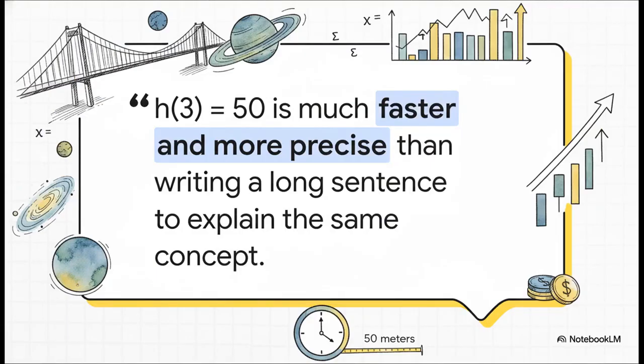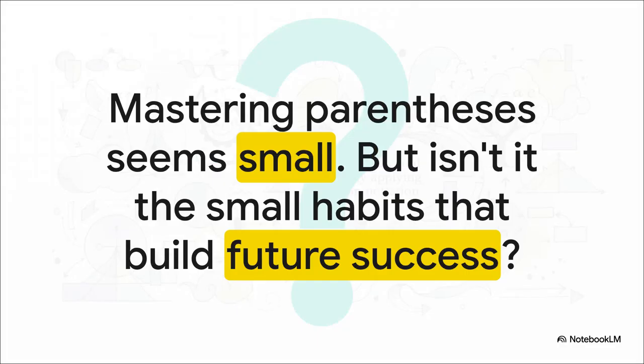And this isn't just for math class. In the real world, in physics, in engineering, in economics, this is the language people speak. I mean, look at that sentence. You could write all that out, or you could just write h of 3 equals 50. It packs all of that information. The function is height, the input is 3 seconds, the output is 50 meters, into one tiny efficient package. It's powerful.